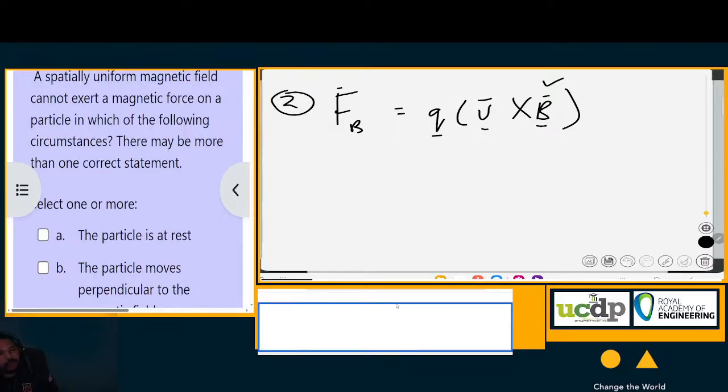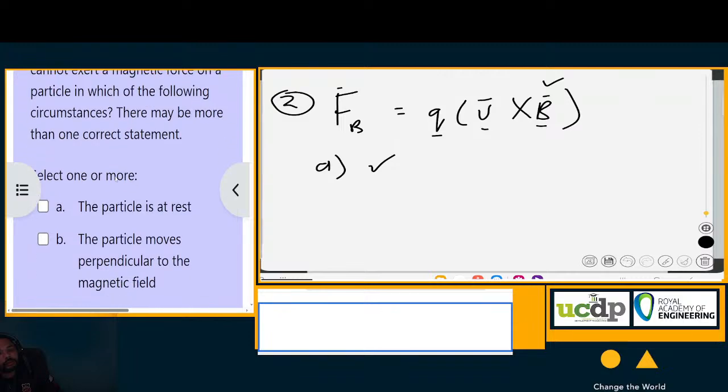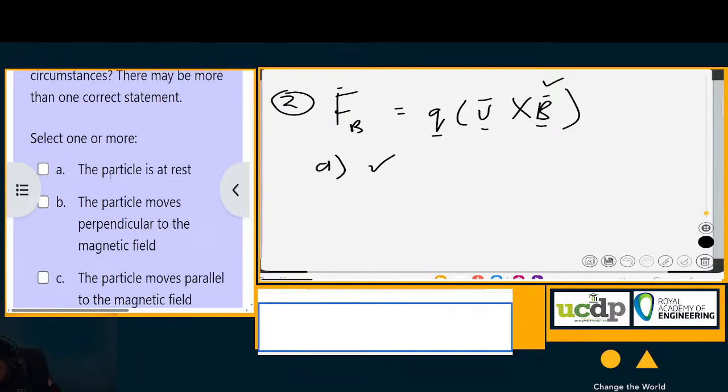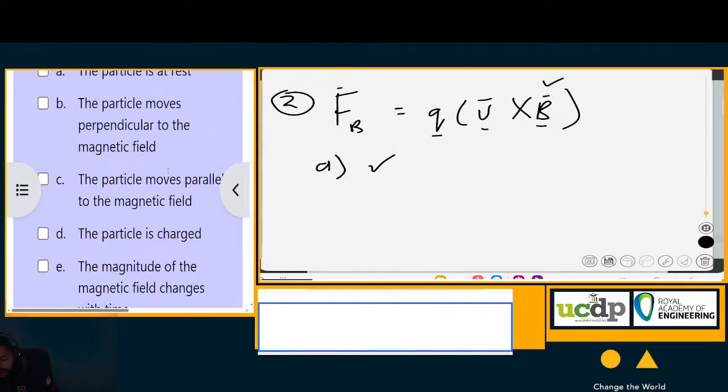When will there not be a magnetic force? A. When the particle is at rest? Yes. When the particle is at rest, there will not be a magnetic force, because the velocity is 0. B. The particle moves perpendicular to the magnetic field, there will be a magnetic force. C. The particle moves parallel to the magnetic field, there won't be a magnetic force. So there won't be a magnetic force in C as well.